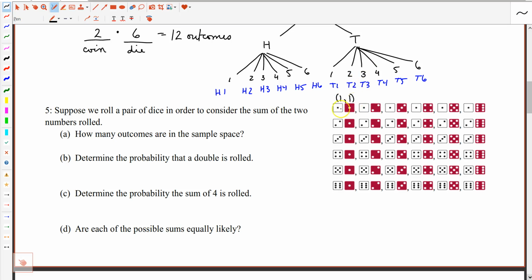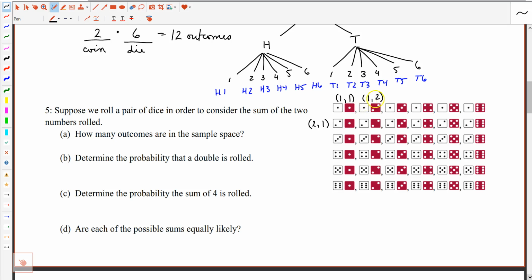So this would be getting a 1 on the first die, a 1 on the second die. This would be getting a 1 on the first die, 2 on the second die. Contrast that with this one right here. This would be getting a 2 on the first die and a 1 on the second die. And just as these would be different ordered pairs plotted, if you were to plot them on the Cartesian coordinate grid, we are going to consider these to be different rolls.